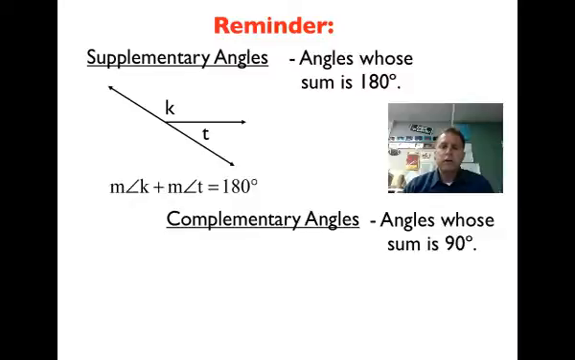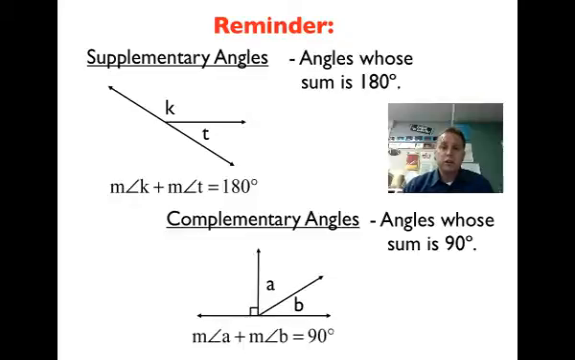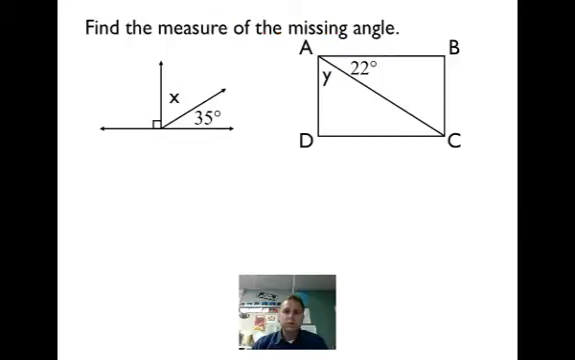Complementary angles are angles whose sum is 90 degrees. So here we have the measure of angle A plus the measure of angle B is equal to 90 degrees. Let's practice some complementary angles. So here we have two examples.